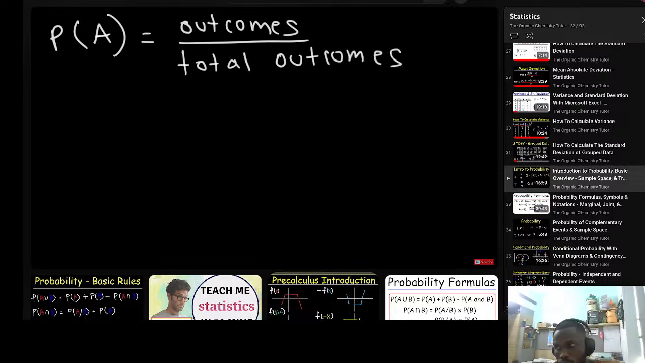Now, before we go over some examples that talk about how to calculate probability, we need to talk about something called sample space.